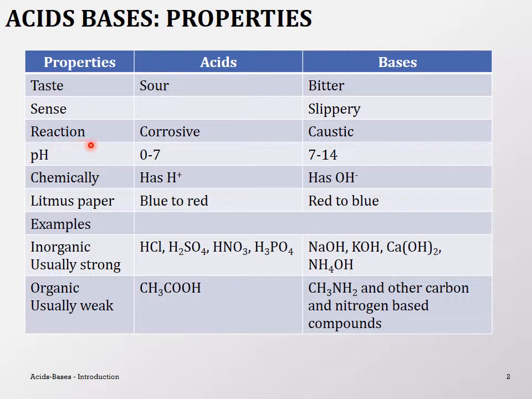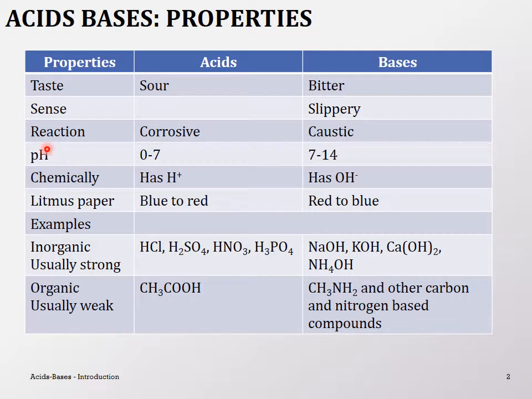Reaction type for acids is called corrosive, and for bases it is called caustic. Now both of these are going to cause burns. There is an acid burn, there's a basic burn. So both of these substances cause burns. It's just that they're different, and it's good to know which one it is so that if you need to get treated or if you need to treat anyone, then you know which kind of burn you're dealing with. So corrosive and caustic, okay, just different kinds of burns.